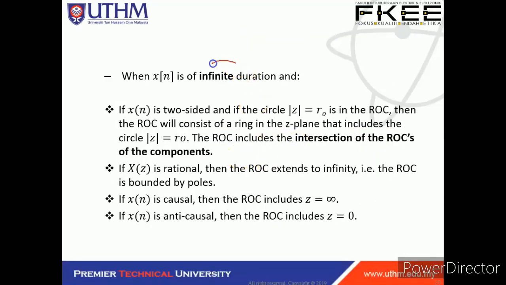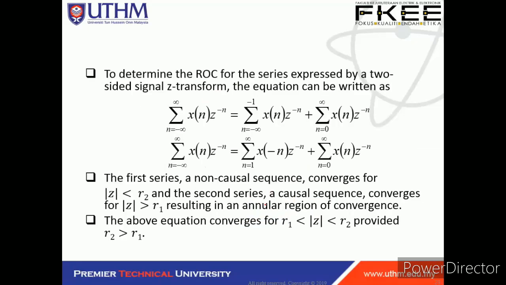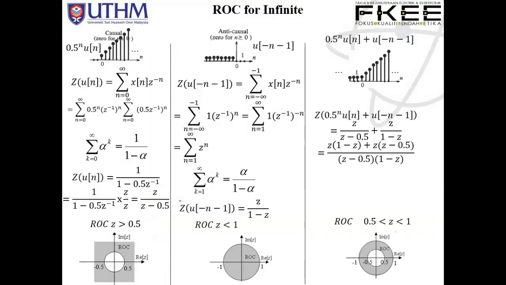Okay, this is for the infinite properties of the ROC. The important part is that when we have a two-sided signal, the ROC will include the intersection of the ROCs of the components. Again, for the infinite case, we have three types of signal: two-sided, anti-causal, and causal. So we will see the example of infinite signals after this slide.